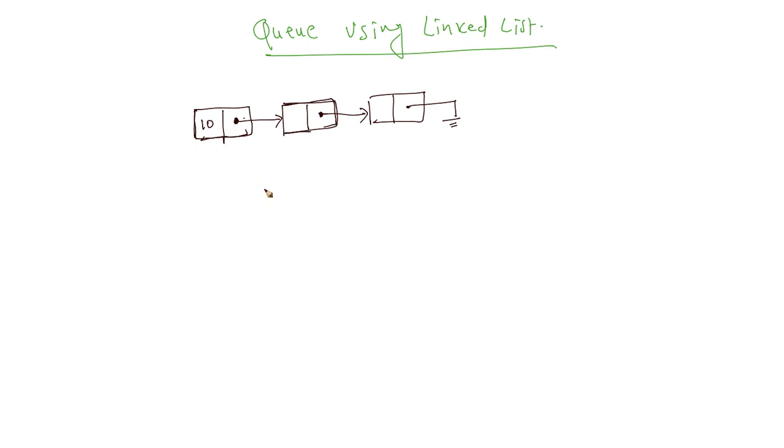Now I want to use two pointers. One is F and the other is R. F will be pointing to the oldest node by time of insertion in this linked list. So let's say this is the oldest node by time of insertion. So F will point here. And I have another pointer called R, which will point to the latest node or the youngest node by time of insertion in the queue. Right? So let's say the data is 20 here, 30.